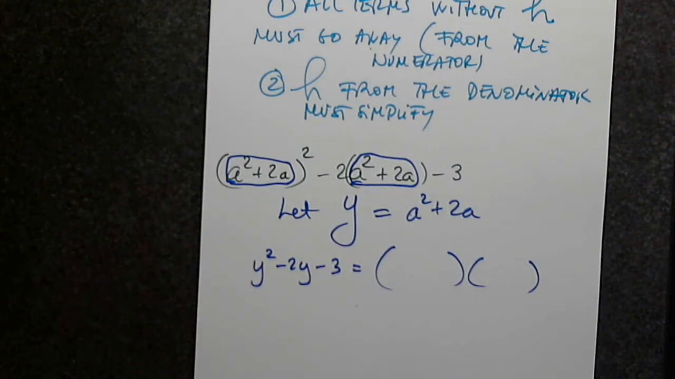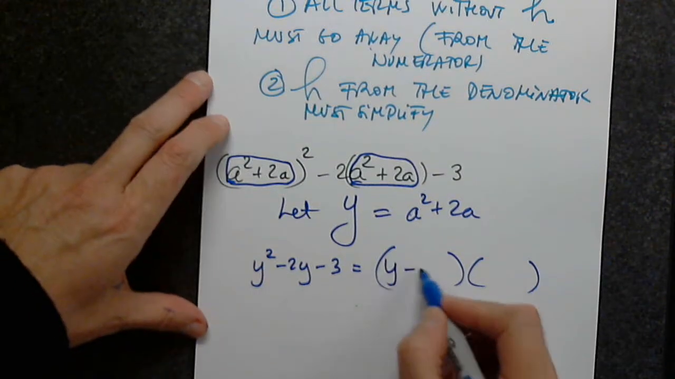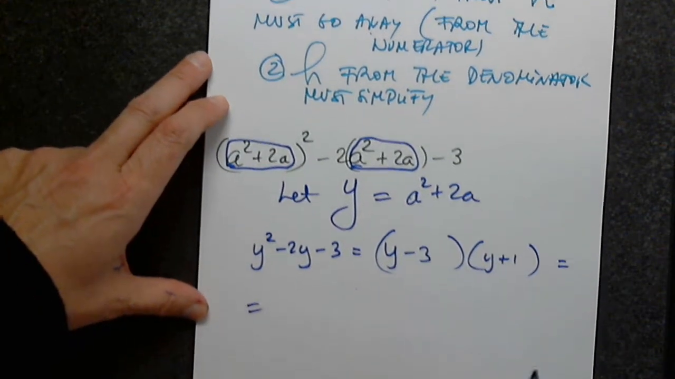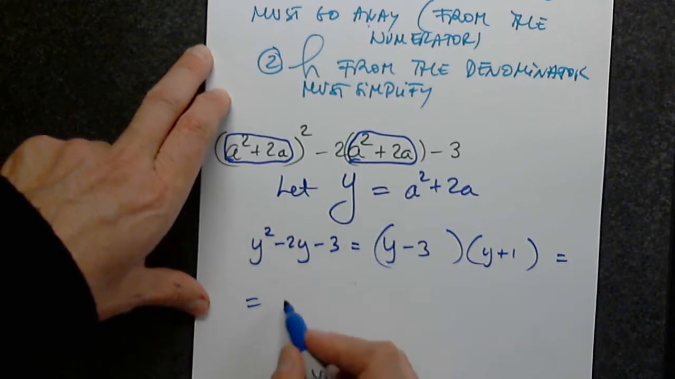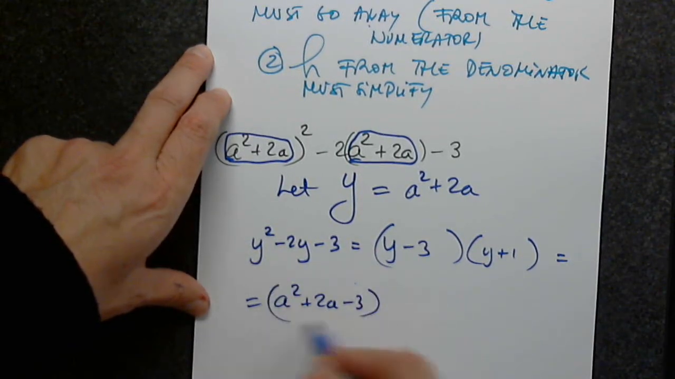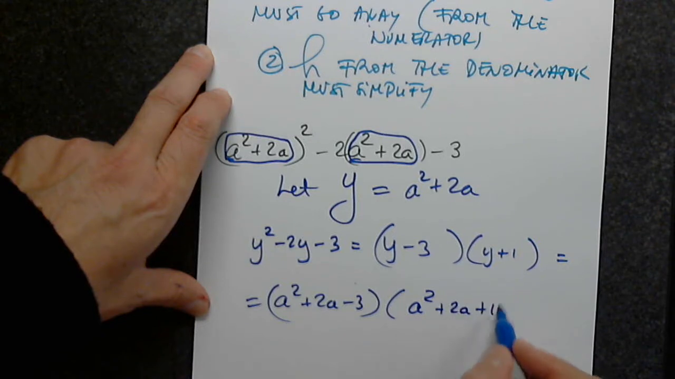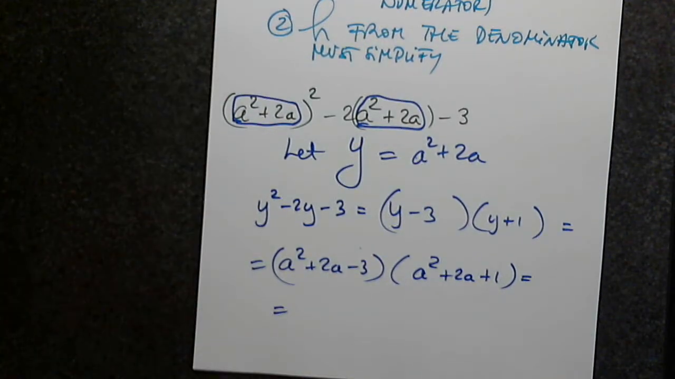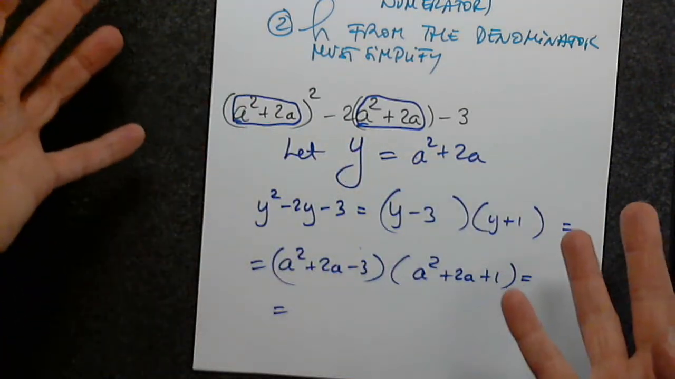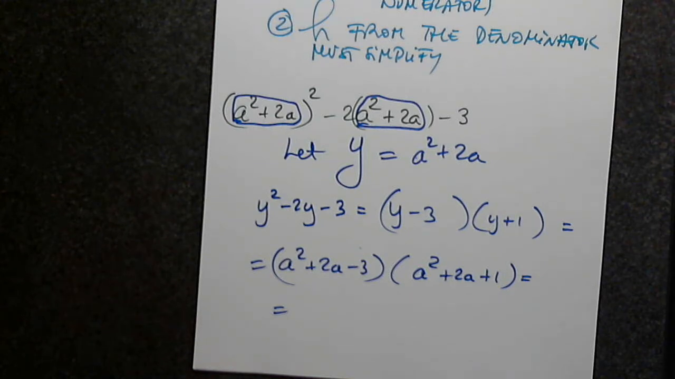This will take me a few seconds to factor, right? How would you factor y squared minus 2y minus 3? I agree. (y minus 3)(y plus 1). And now I'm going to put the y back in: (a squared plus 2a minus 3)(a squared plus 2a plus 1). What is the other option, which I will never do? Square this, combine like terms, and get a to the 4th, and then I'll probably not know what to do with it. I haven't looked at it. I'm just saying.